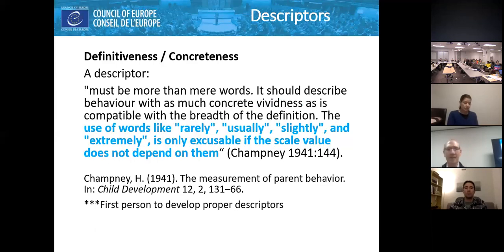And the use of words like rarely or usually or slightly or extremely or occasionally, sometimes, often, never, is only excusable if the scale value does not depend on them. Strangely enough, most rating scales in applied linguistics, including TOEFL, the Test of Spoken English, all of these things, and also the Ontario curriculum, still divide the grades with a little qualifier like this. And this has been criticized now for 60, 70 years as not being valid for assessment.